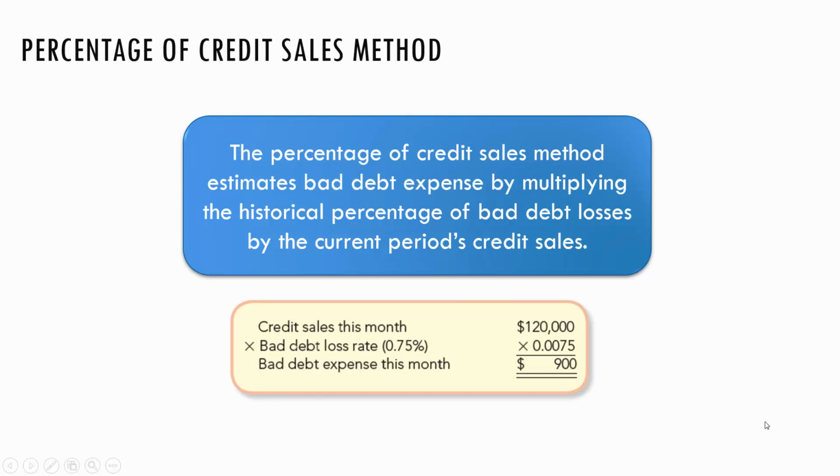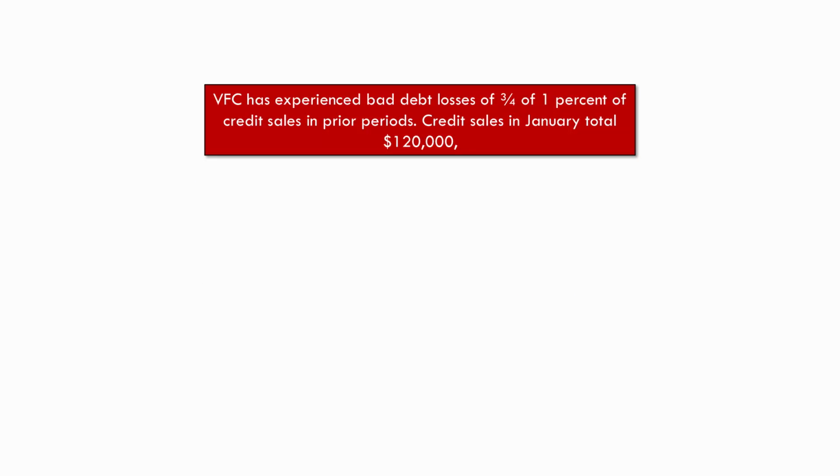The percentage of credit sales method then is very simple. Let's say we have 3/4 of 1% as our bad debt loss rate, which by the way is very, very low. We're going to multiply that by the 120,000 sales we have for the month, and we come up with $900. And when we have the $900, then we would record it as bad debt expense and credit our allowance account.